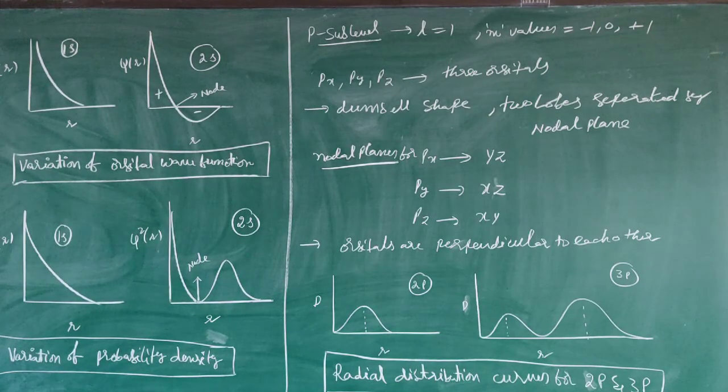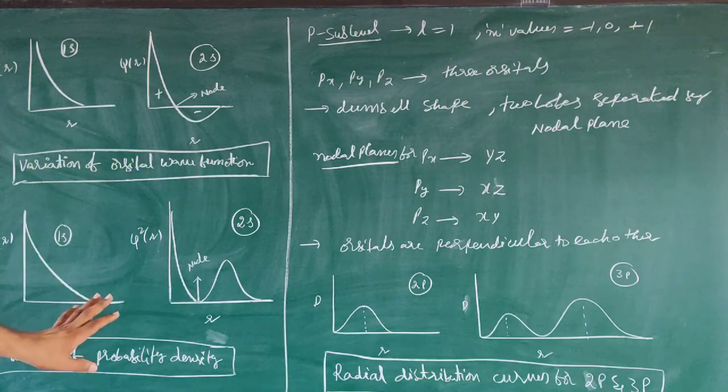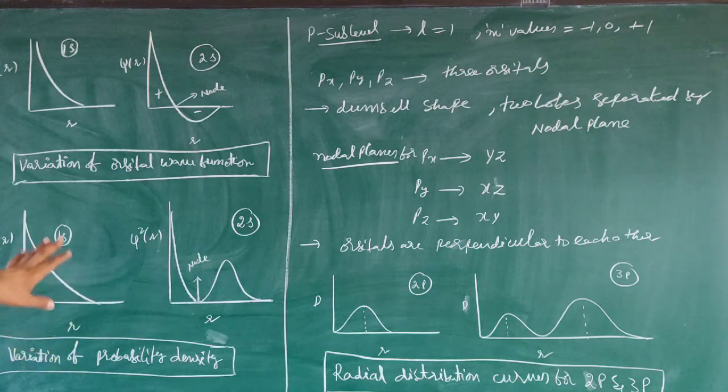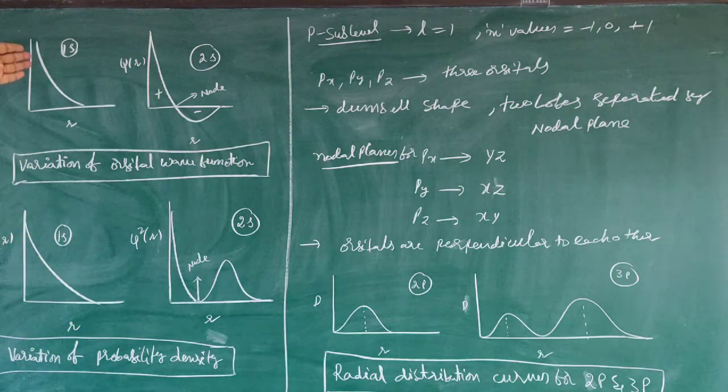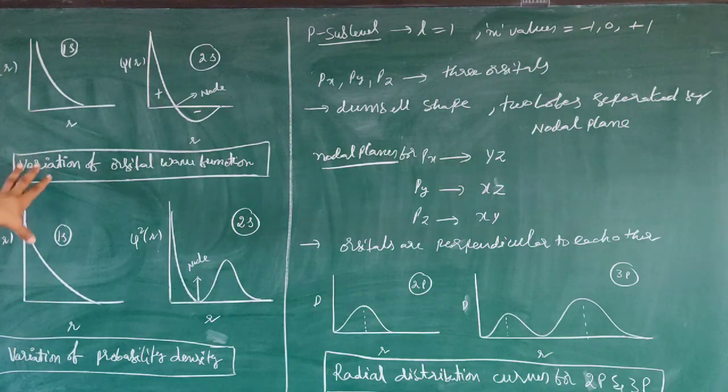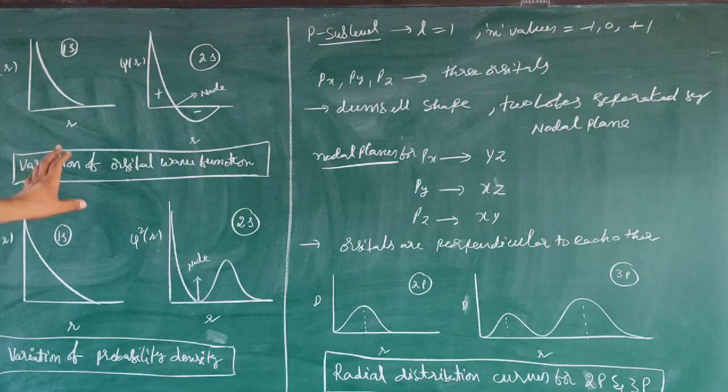Here these are the graphs. This is the variation of the orbital wave function, and this is the variation of probability density. If we consider the 1s orbital, the graph will be like this. This is psi r against r. Here psi square r against r is almost similar.